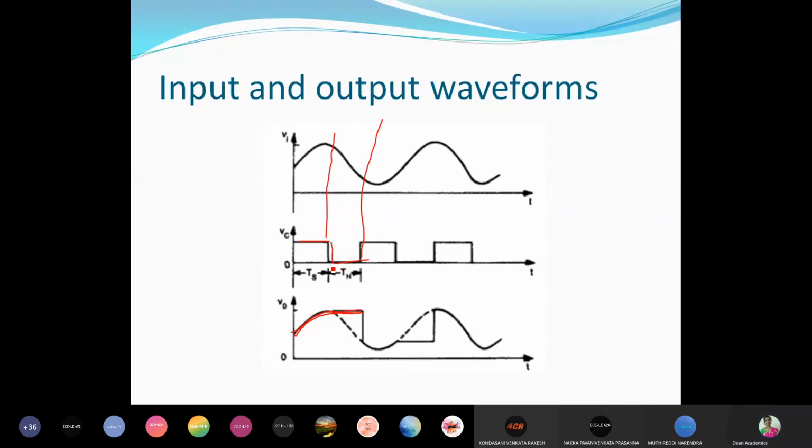Now during this period, that means when the input voltage is in this falling time and the control voltage is 0, therefore the switch is 0, the switch is open circuited. That time the output will remain at the previous voltage only. Whatever voltage the capacitor had earlier, the capacitor will remain at that voltage only. Is it clear to you? Up to this, is it clear to you? Yes or no?